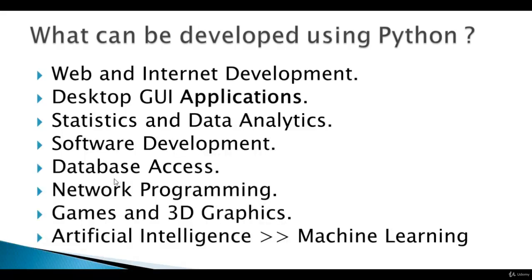So next, Python can be used for network programming. Python can be used for games and 3D graphics development. For example, if you are familiar with a software called Blender, Blender is a free to use open source software for 3D modeling, 2D modeling, and game development. The earlier version of Blender has an internal gaming engine, and there are various gaming engines with which Blender can work, and you can write Python scripts to interact with those 3D models and everything. So again, this is one very big advantage of learning Python. You can see the variety of it.